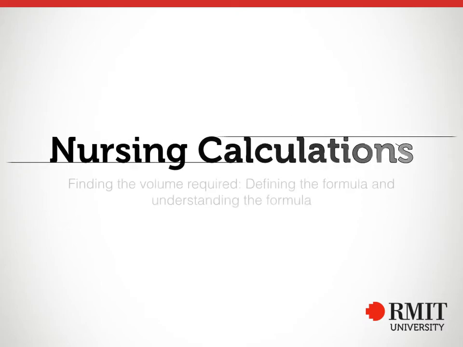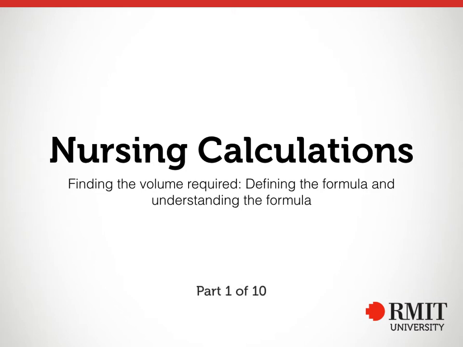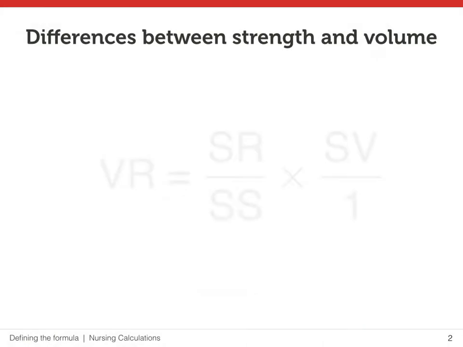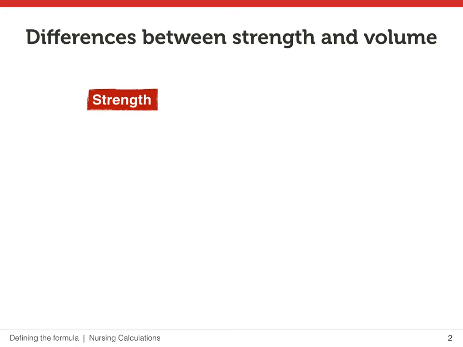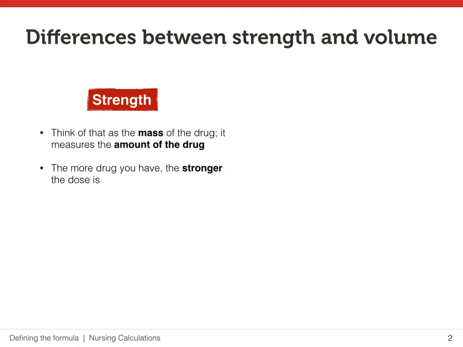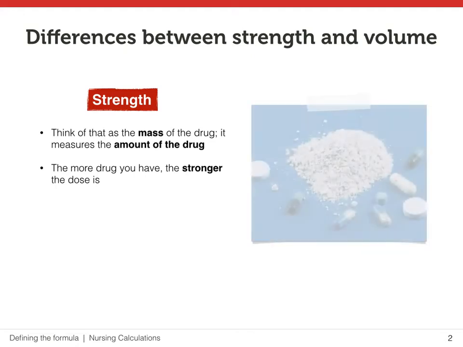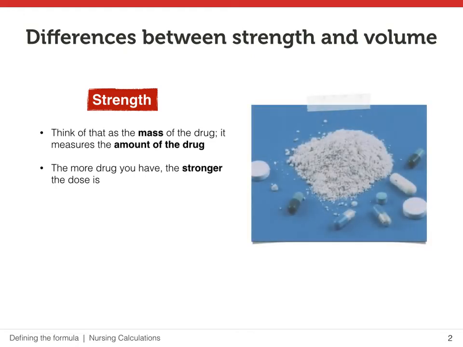Nursing calculations: finding the volume required, defining the formula and understanding the formula. The volume required formula combines two key sorts of values. Firstly, there are the values for drug strength. Think of that as the mass of the drug. The more of the drug you have, the stronger the dose is. The amount of medication, which is often in powder form in its original state, gives an indication of the dosage.